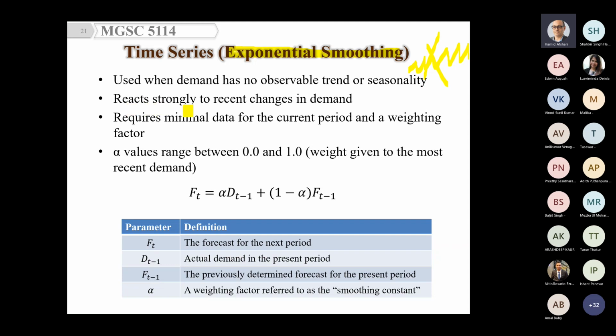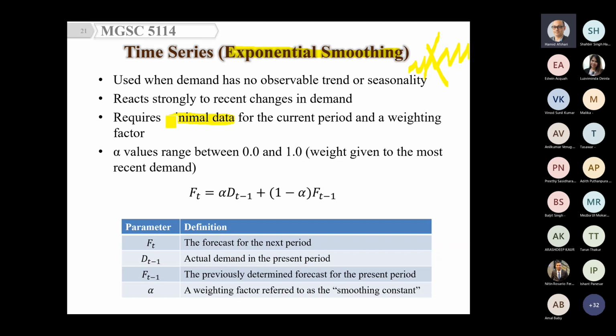It reacts strongly to recent changes in demand. So it really looks at how much recent demand has changed, and it only counts the last period in the calculations. It requires minimum data for the current method and a weighting factor. So that's something good. And the reason that it is very popular is that it uses minimum data.